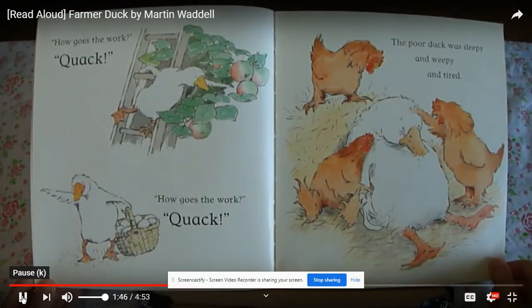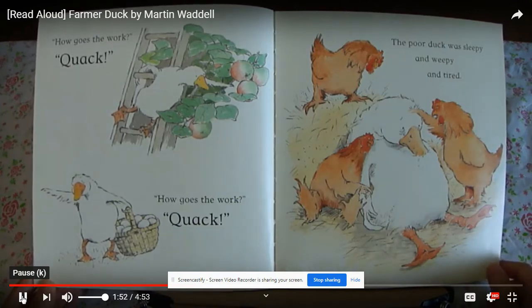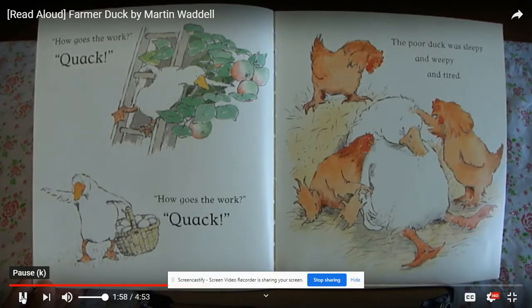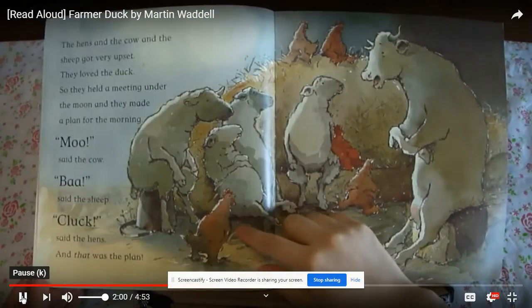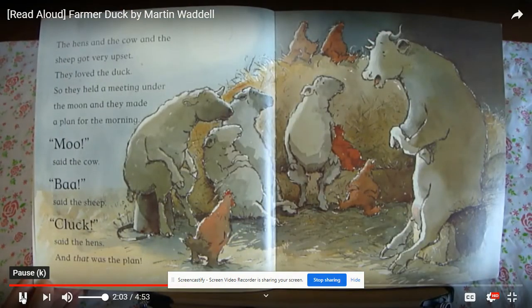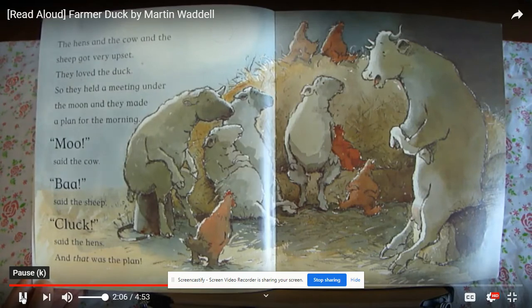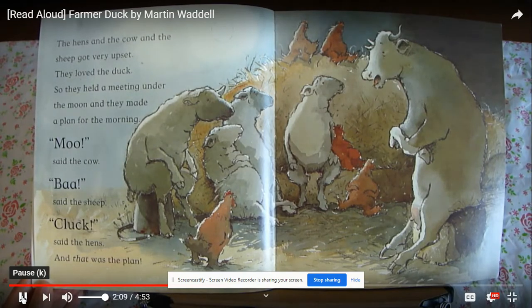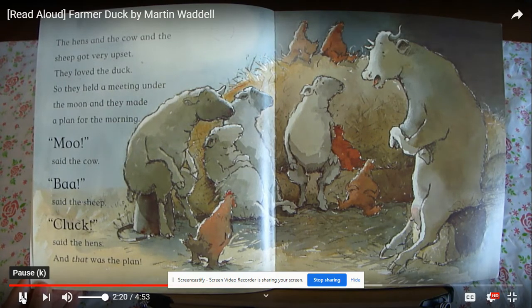"How goes the work?" "Quack." "How goes the work?" "Quack." The poor duck was sleepy and weepy and tired. The hens and the cow and the sheep got very upset. They loved the duck. So they held a meeting under the moon and they made a plan for the morning. Moo, said the cow. Baa, said the sheep. Cluck, said the hens. And that was the plan.